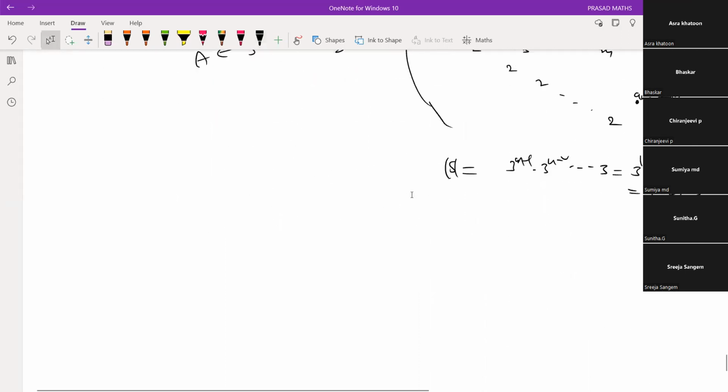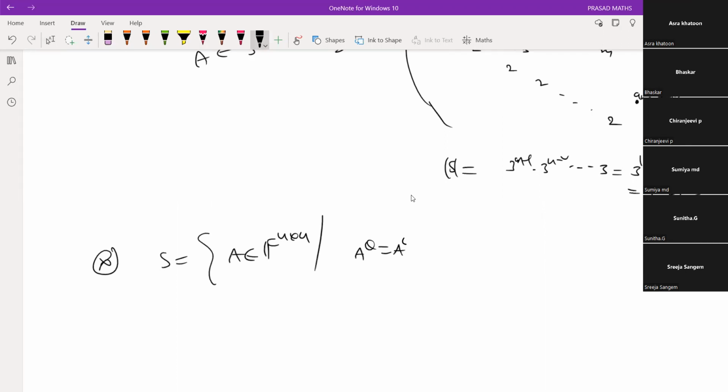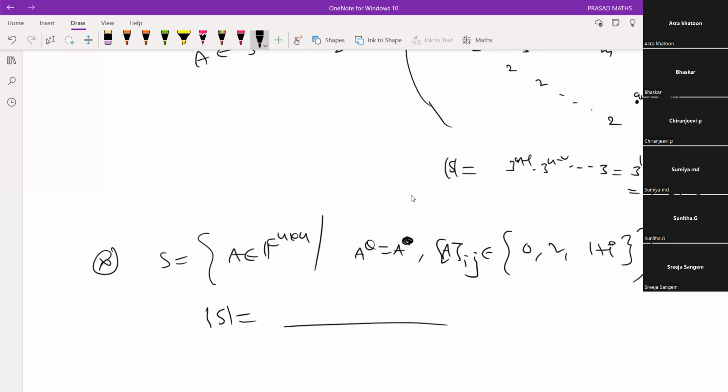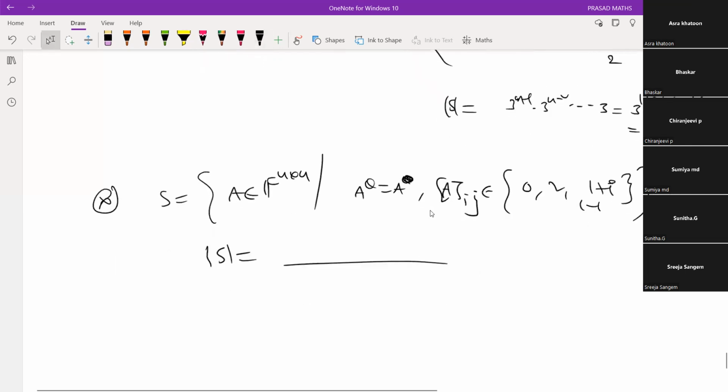Yes, sir. This same problem, how did I give it? Suppose you take S is equal to the set of all n cross n matrices, where A theta is equal to A, and the entries are coming from 0, 2, 1 plus I, 1 minus I, 2 plus I. So my set elements are coming from 0, 2, 1 plus I, 1 minus I, 2 plus I. Now tell me, what is the cardinality of S?